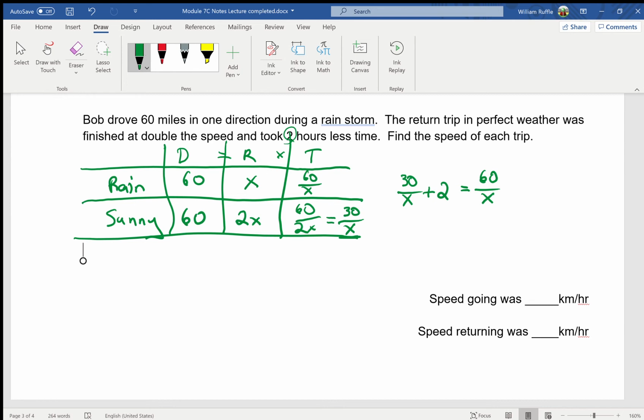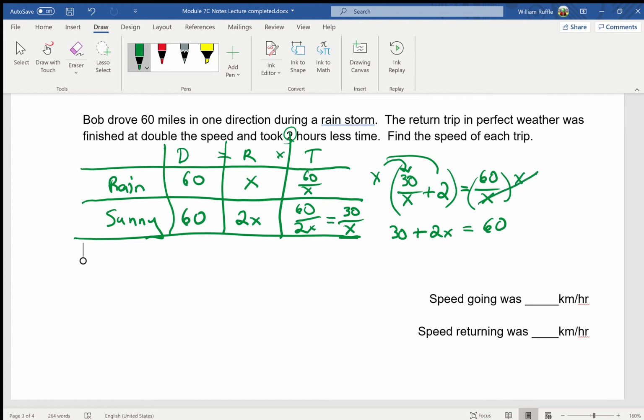Now, unfortunately, I can't cross multiply here because I don't just have one fraction equaling another fraction. So I got to get rid of the fractions. Now what's nice is the common denominator is just x. So really I want to multiply everything by x. Now when I distribute the x to the first one, the x's cancel and I'm just left with 30. Now x times 2 is just 2x. And on the other side the x's cancel again, so I'm equal to 60. So they just go away.